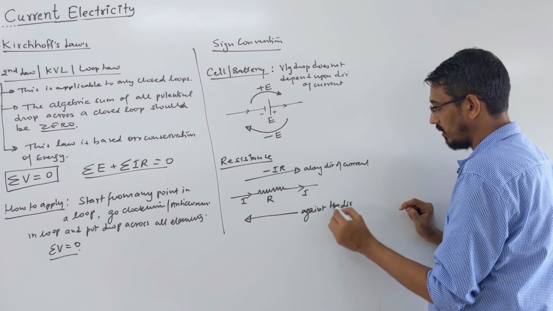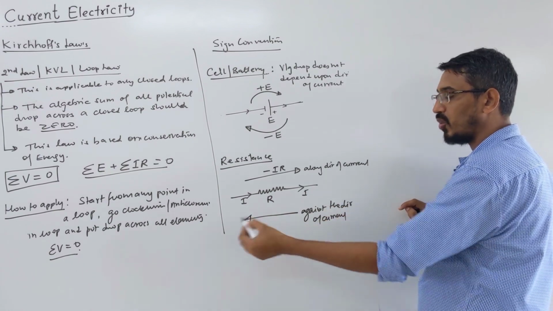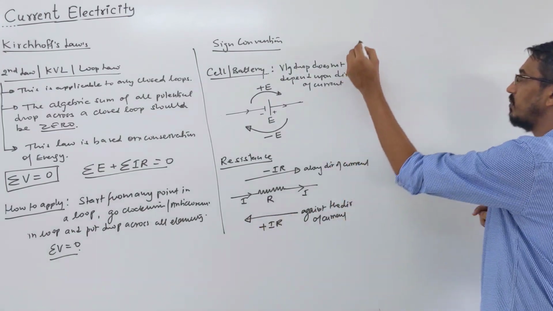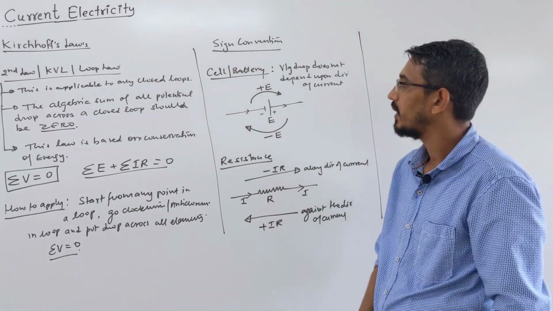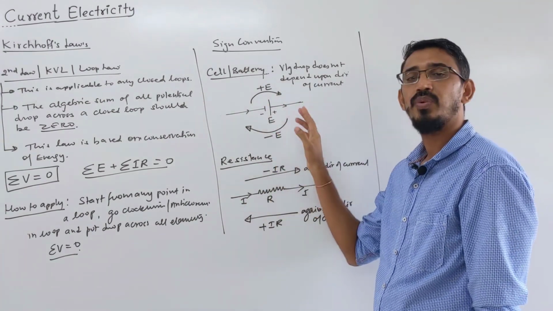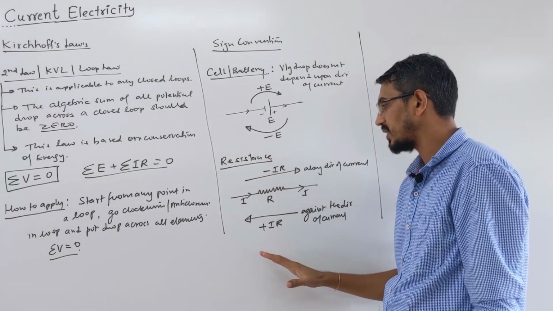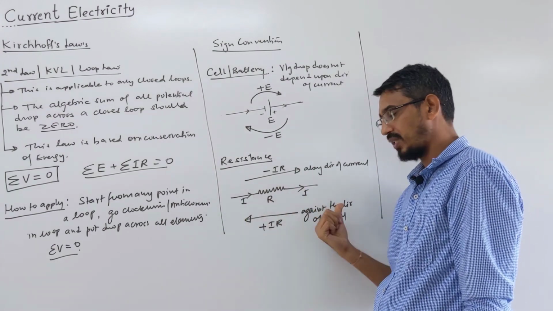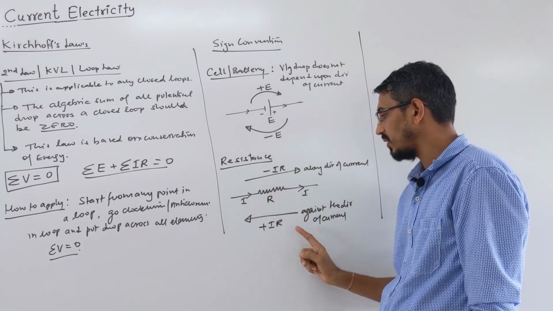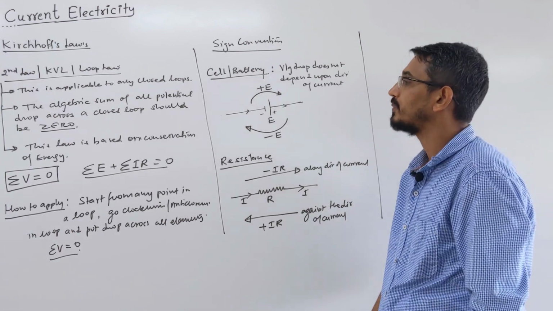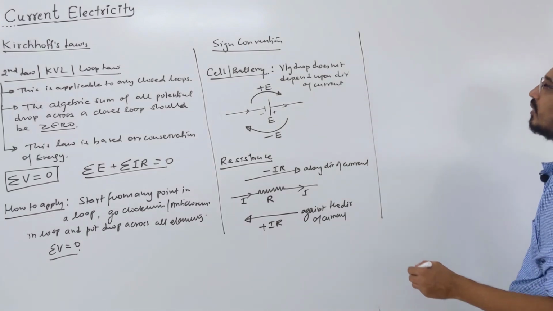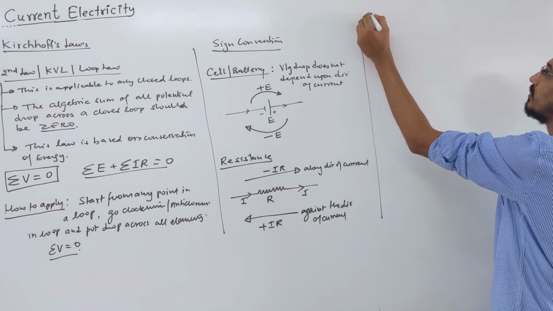Against the direction of current, if you go like this, then your potential will increase in this resistance. So the voltage drop here is plus IR. These are the two simple rules to understand sign convention. A battery does not depend on direction of current, only on how you're jumping, negative to positive terminal or positive to negative terminal. But in the case of resistance, it depends on direction of current. If you go along the direction of current, your drop is negative. If you go against the current, your drop is positive. Simple. Let's see with the help of examples how to apply these rules. Question number 1.